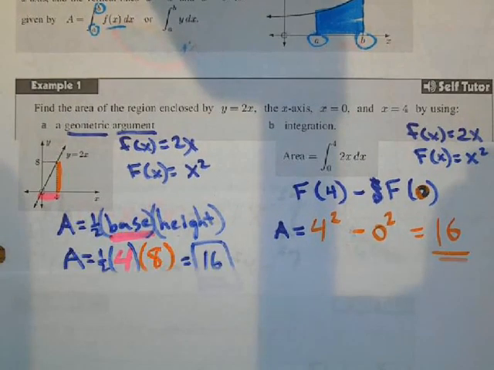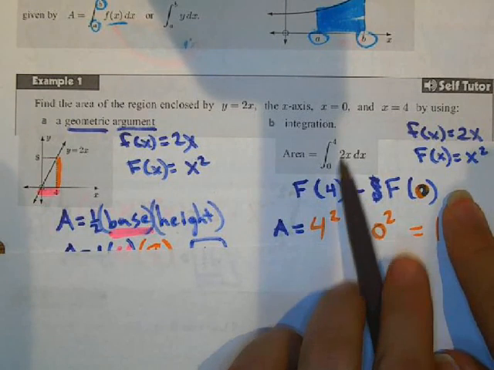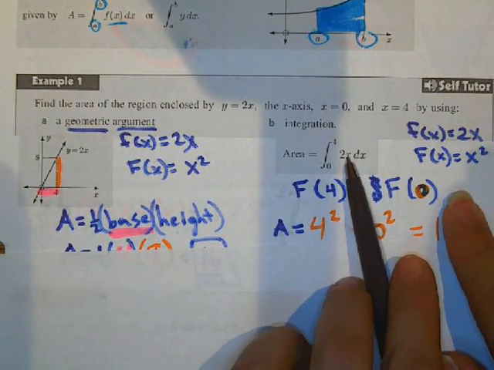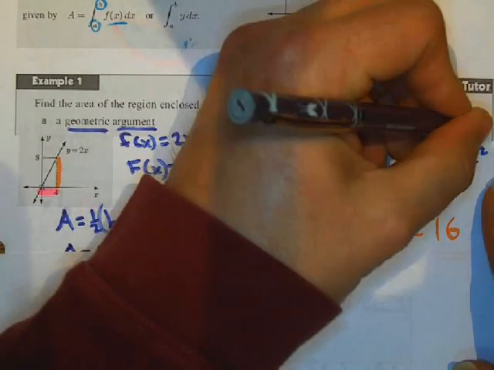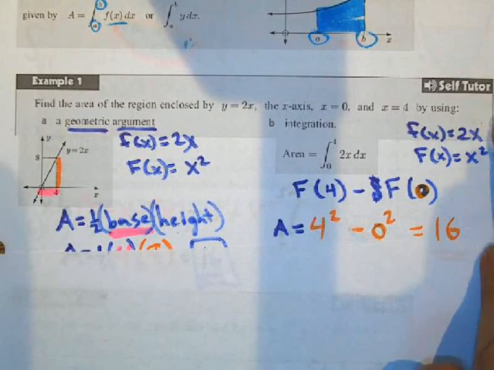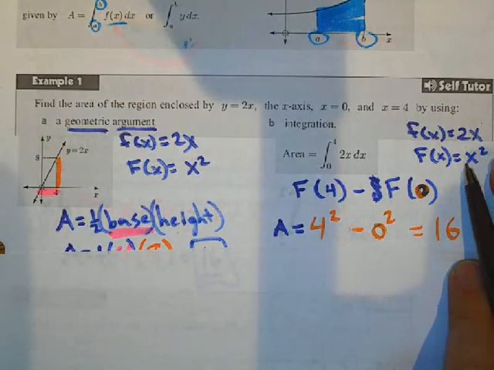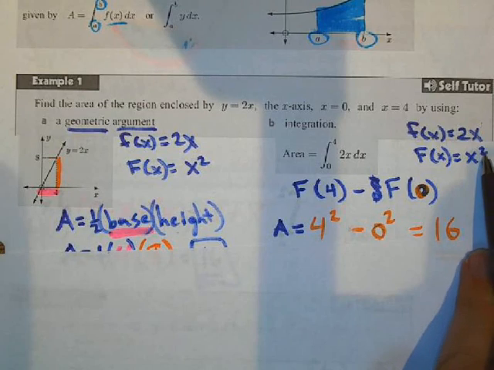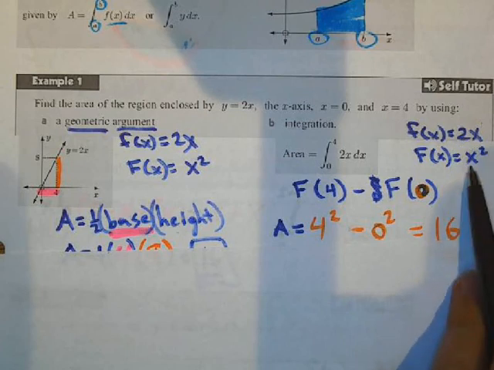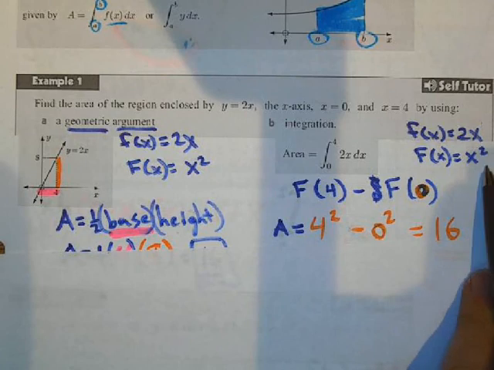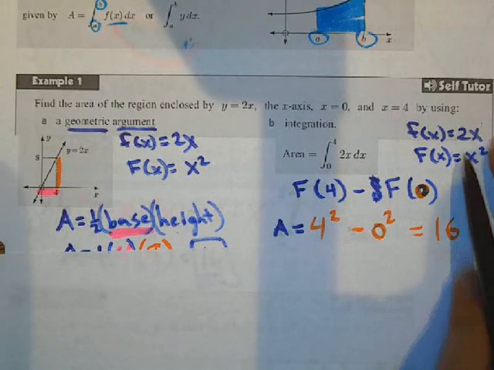Now if we're going to use integration, we have to take the antiderivative of 2x, which is going to be x squared. Remember, the power increases by 1, so instead of x to the power of 1, it becomes x squared. Then we need 1/2 as the coefficient, because it has to be the reciprocal of 2, and 1/2 times 2 gives me x squared. You'd always double check: the derivative of x squared is 2x.